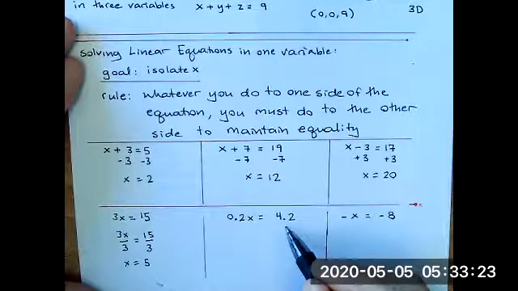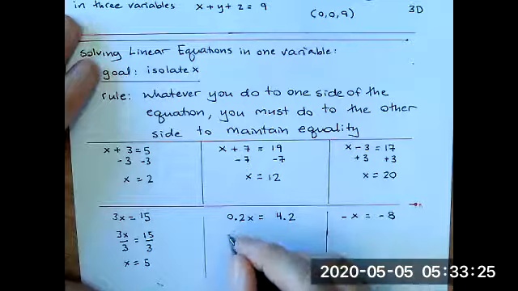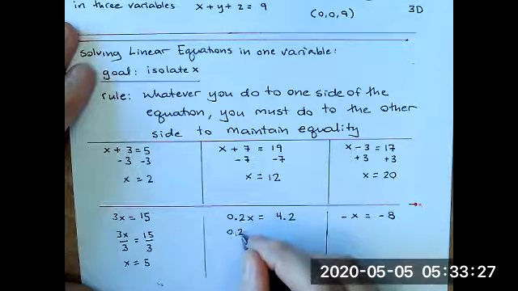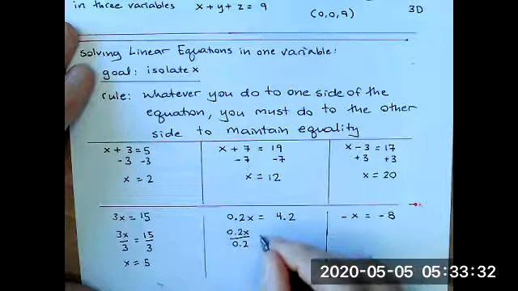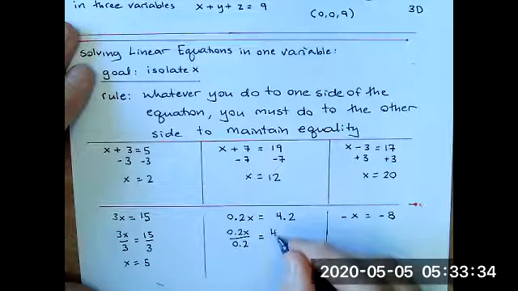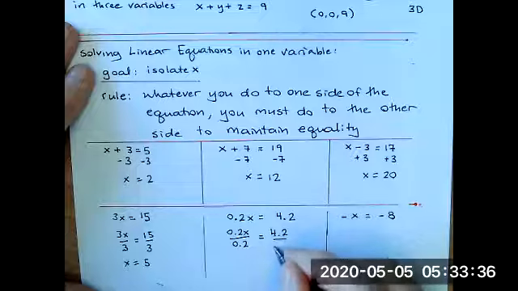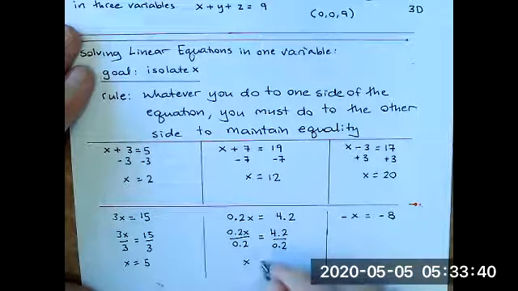0.2x equals 4.2. Don't worry about decimals. They're just numbers. So we divide both sides by 0.2. We get x equals 21.